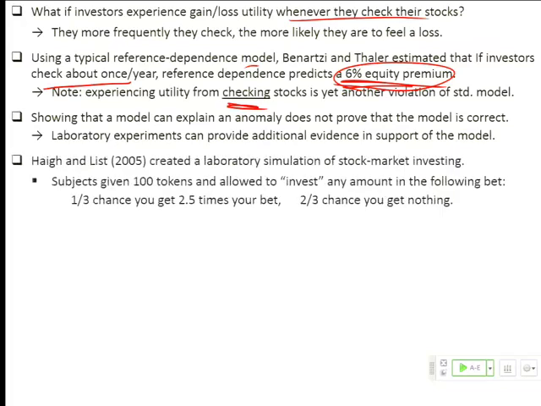So we turn to the lab to see whether we can find some exogenous experimental variation in how often people check their stocks, to see whether that part of the Bernardsky and Thaler model works. So this is the same list. I don't know who Hay is. This is the St. John list.